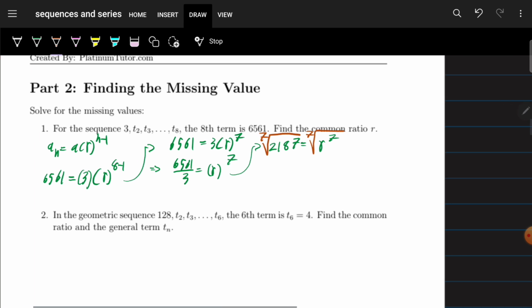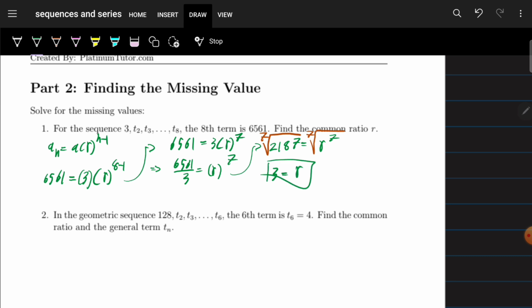to calculate r. And again, this we can do by hand, but that's not the point of this video, so I'll just use a calculator for this. So we'll take the 7th root of 2,187, which will be 3. And so the 7th root of r to the 7 is, of course, just r. So our common ratio is 3.